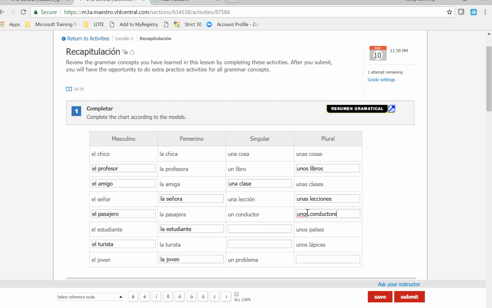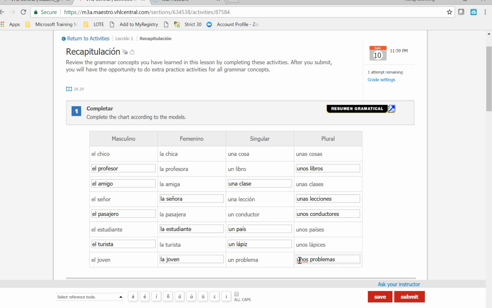Unos conductores, some drivers. Unos países, some countries. Un país, I'm going to use this accent mark down here. Un país, a country. Unos lápices, some pencils. Un lápiz, with a Z. Un lápiz needs an accent mark. Un lápiz, a pencil. Un problema, a problem. Unos problemas, some problems.